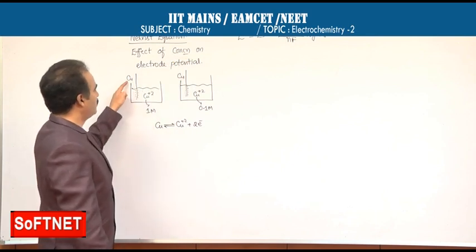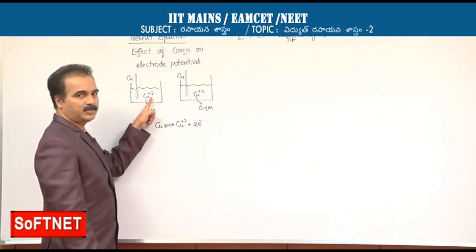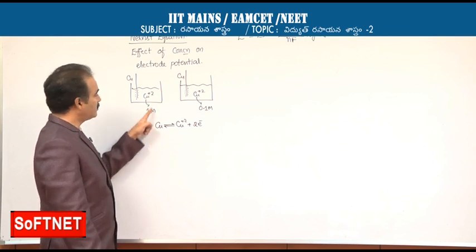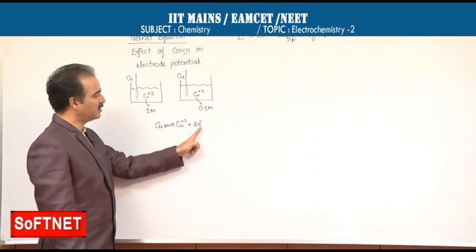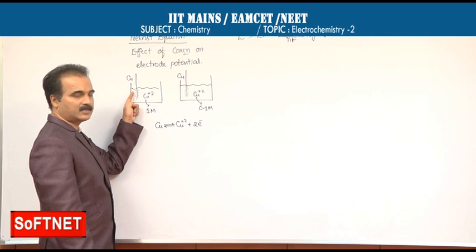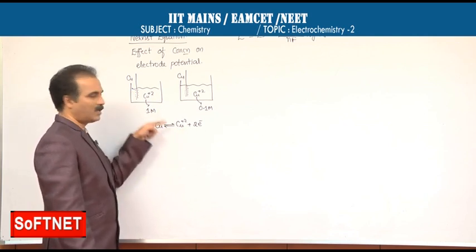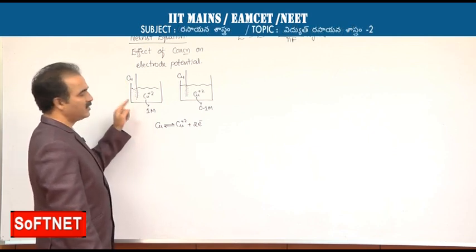Here, I have dipped a copper wire in a copper plus 2 solution. The concentration of copper plus 2 is 1 molar. In this copper plus 2 solution, we can expect a reversible reaction like this. Copper goes into solution, copper plus 2 deposits as copper. So both oxidation and reduction are simultaneously happening. So that develops some electrode potential here.